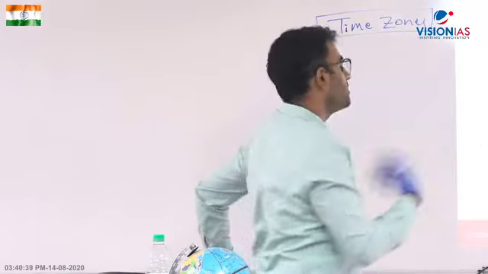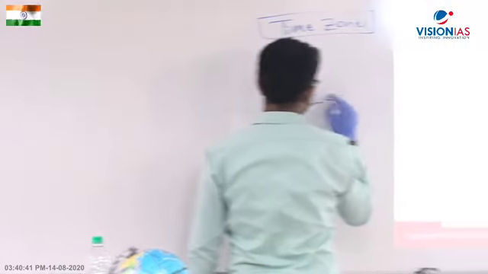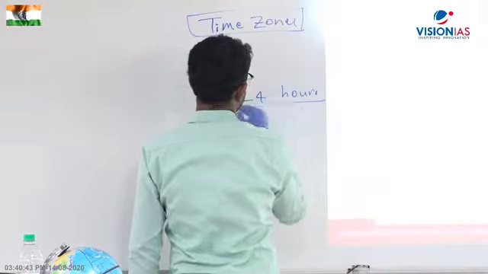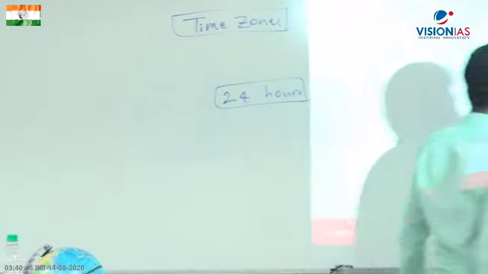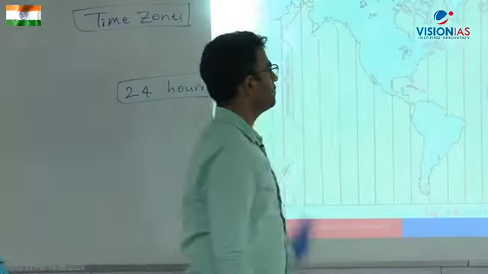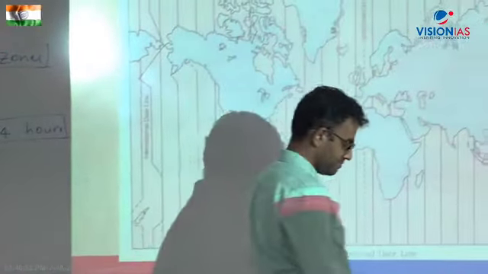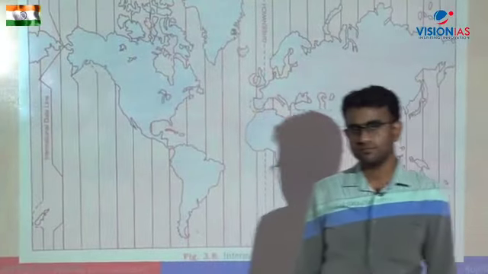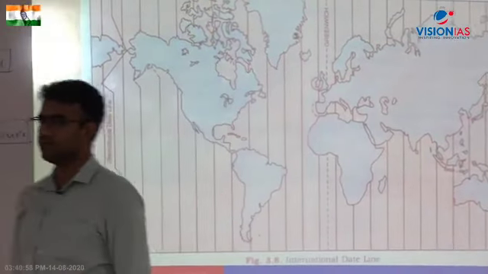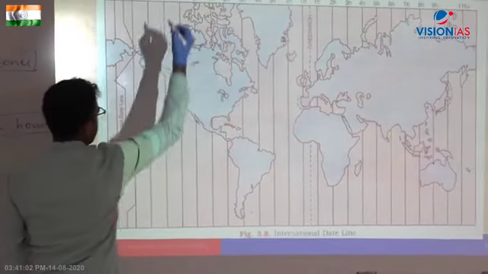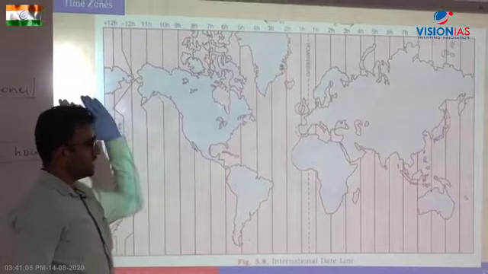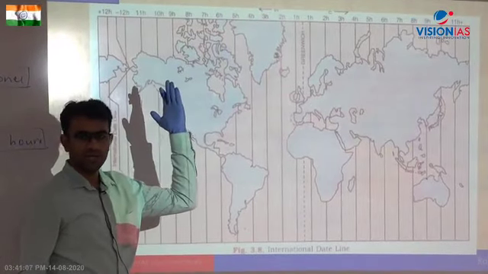So how much time would it take for the entire globe to complete one rotation? With respect to the sun, it is 24 hours. So we have divided the entire globe into 24 zones, 24 different time zones. And you can observe one thing: all across a particular longitude will have the same time. क्यों? Because this entire longitude is exposed to the sun at the same time.